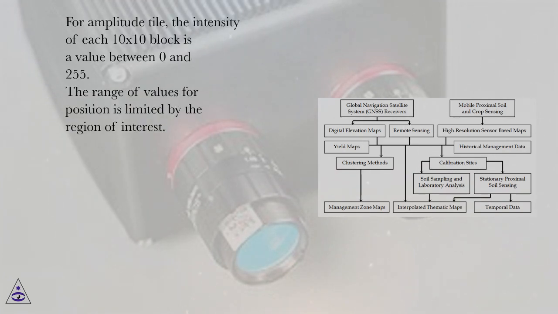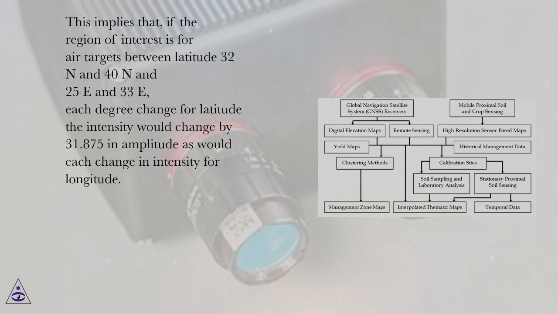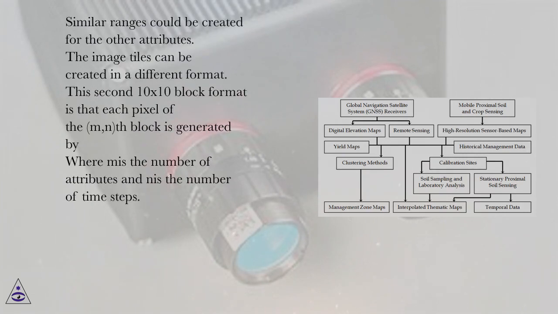For the amplitude tile, the intensity of each 10 by 10 block is a value between 0 and 255. The range of values for position is limited by the region of interest. This implies that, if the region of interest is for air targets between latitude 32N and 40N and 25E and 33E, for each degree change in latitude, the intensity would change by 31.875 in amplitude, as would each change in intensity for longitude. Similar ranges could be created for the other attributes.